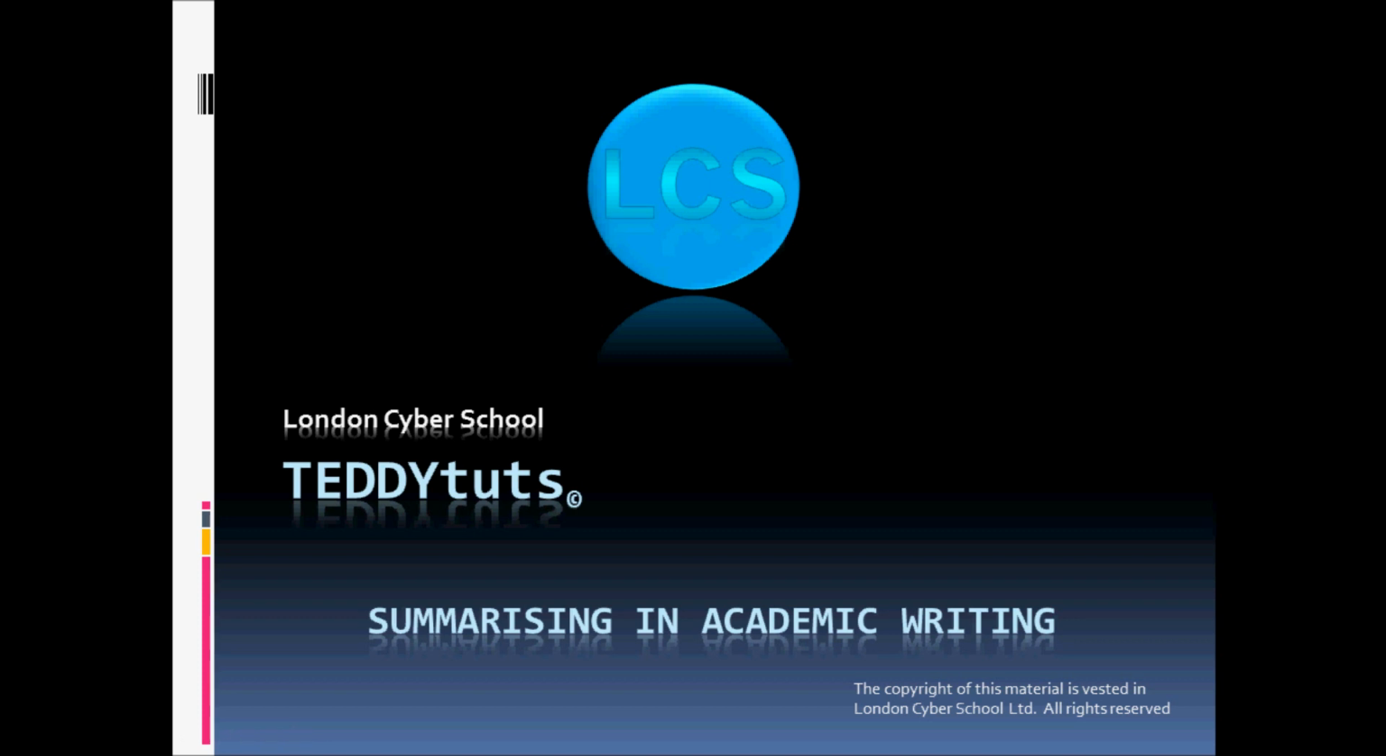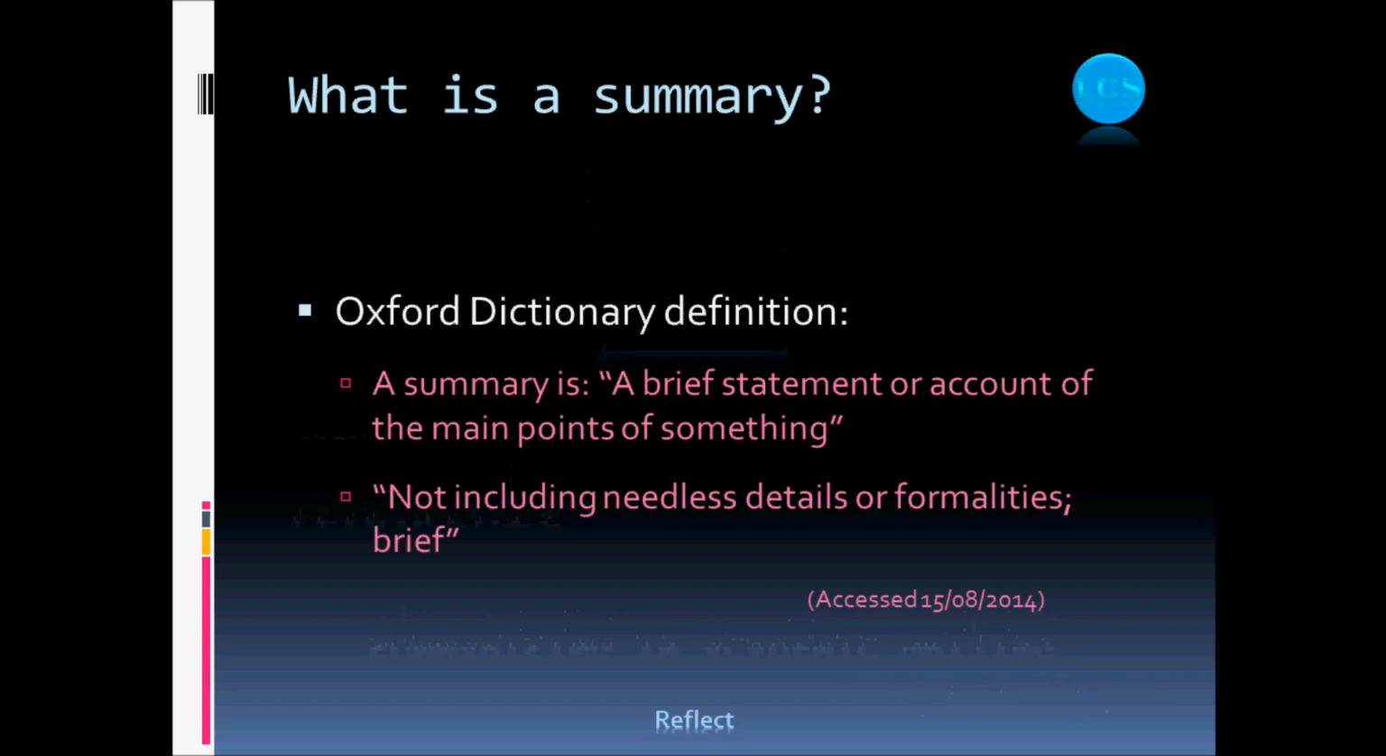In this session, we are going to deal with summarizing in academic writing. So what really is a summary? The Oxford Dictionary defines it as follows. A summary is a brief statement or account of the main points of something. It does not include needless detail or formalities. It is brief.